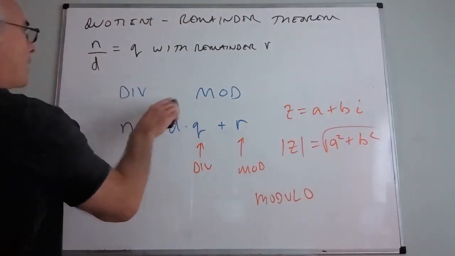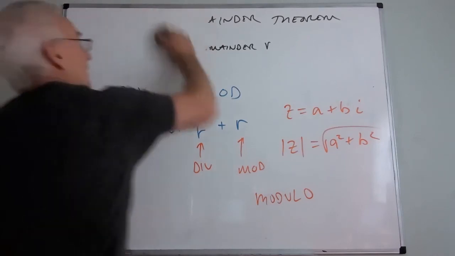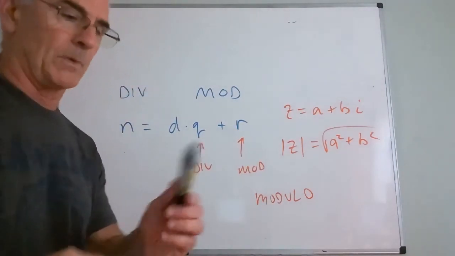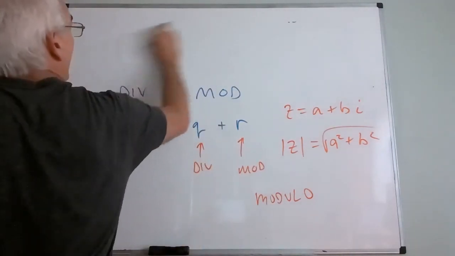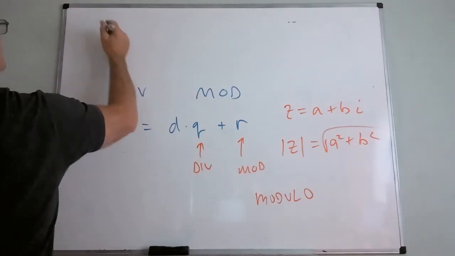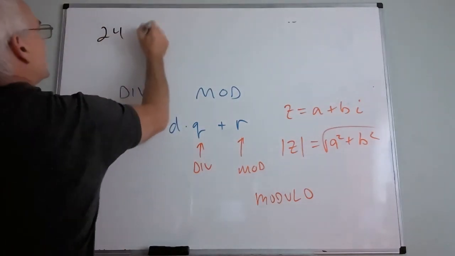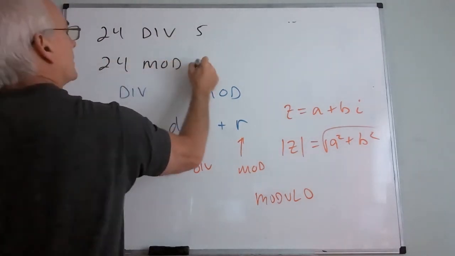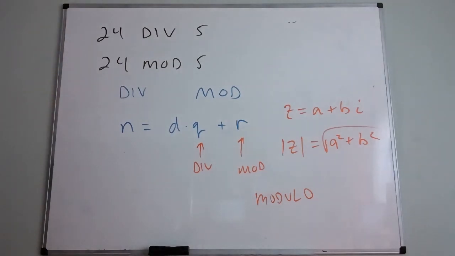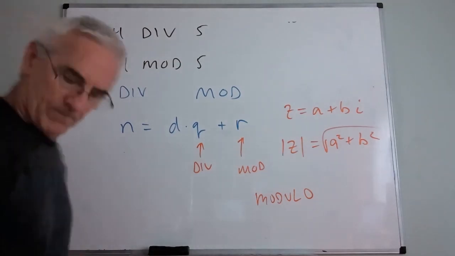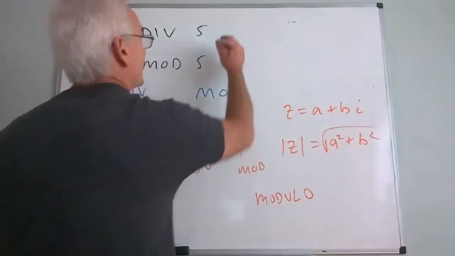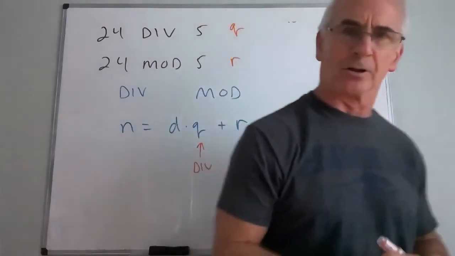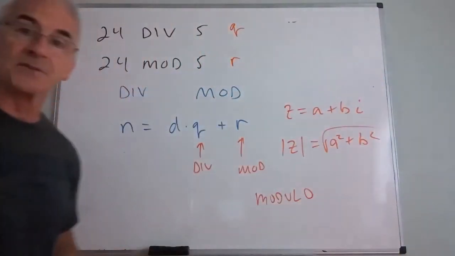So now I want to change the language slightly. And I want to make it simple. All my pens are starting to run out of ink. So if I said this, 24 div 5, 24 mod 5. What I'm asking for in this case is the Q. What I'm asking for in this case is the R. And someone said that earlier, you're absolutely correct, but we're formally defining it.